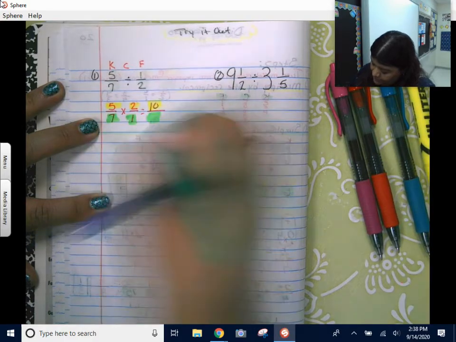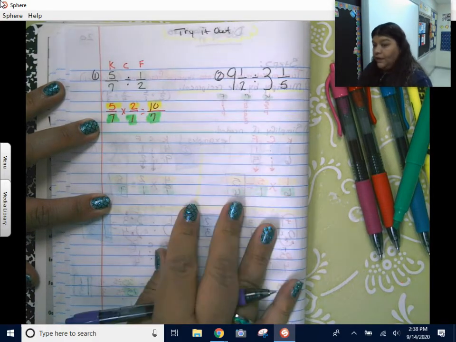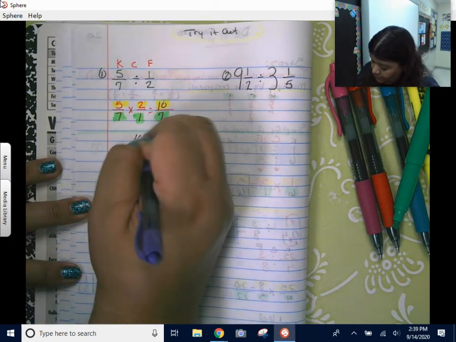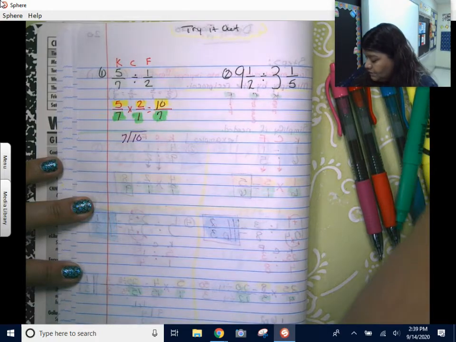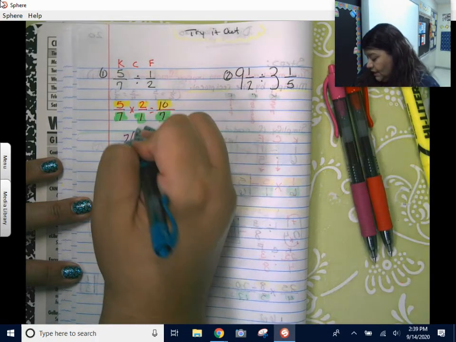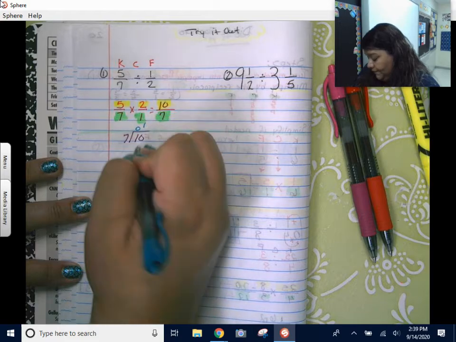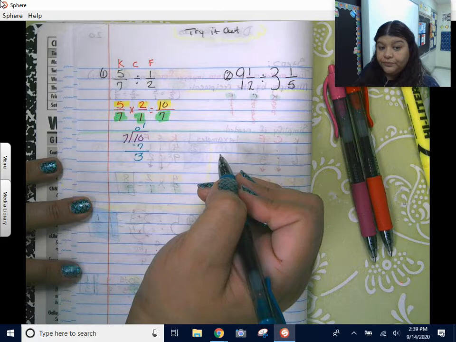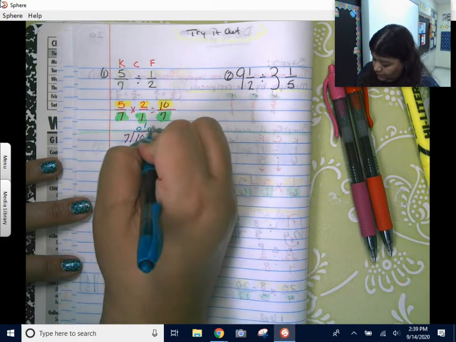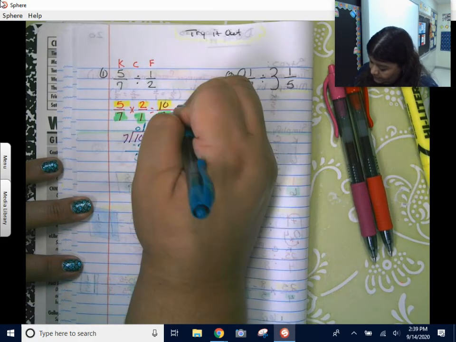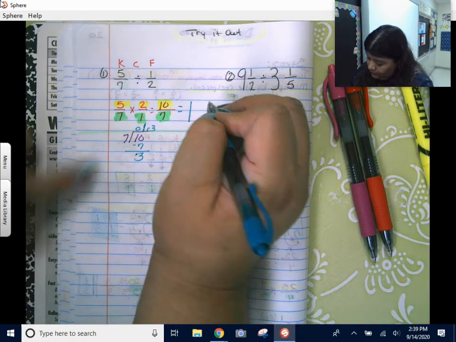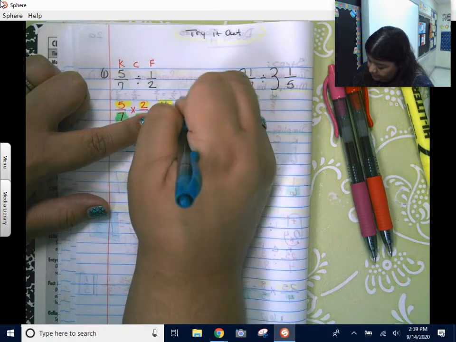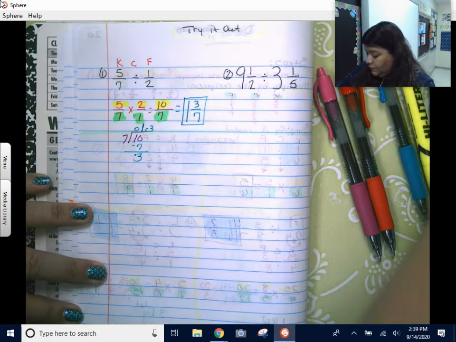7 times 1, 7. Now 10 and 7 could not be simplified further, but I do see that it is improper. So I'm going to divide. So 7 goes into 10 one time with 3 left over. Remainder 3. So my answer is 1 whole, 3 is my numerator, it's the remainder, and 7 is my denominator. 1 and 3/7.